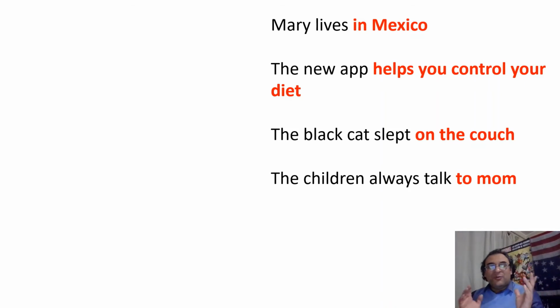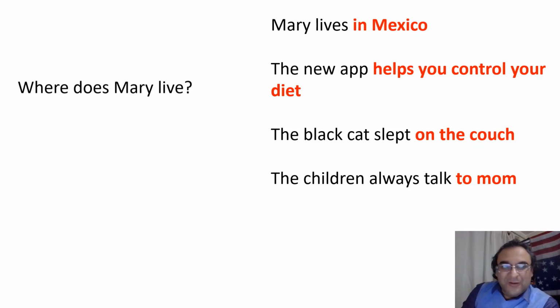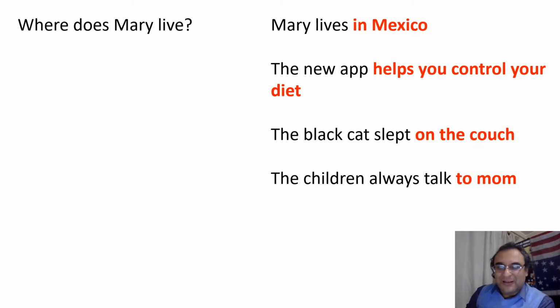Okay, I hope you paused the video, and now we're going to check the answers. Remember that these are questions about the predicate, and you need the 1, 2, 3, right? So the first question would be, what would be the first question? In Mexico, where does Mary live? That's the correct question, right?